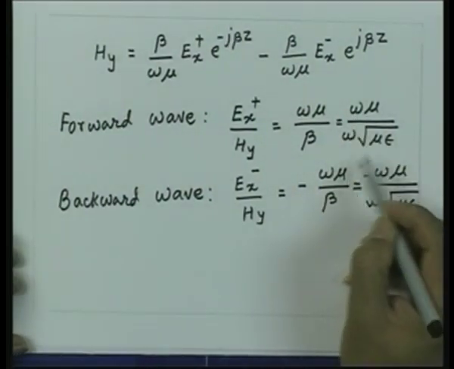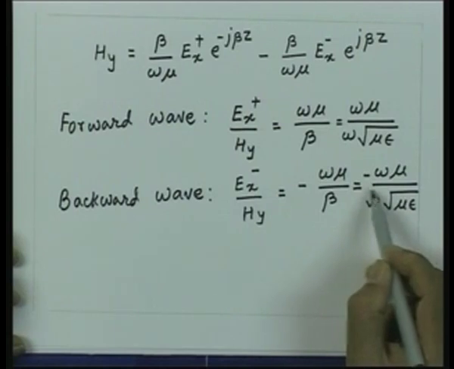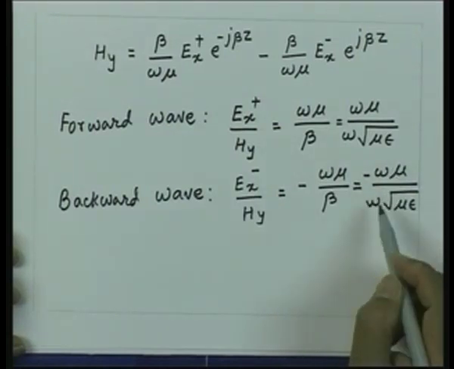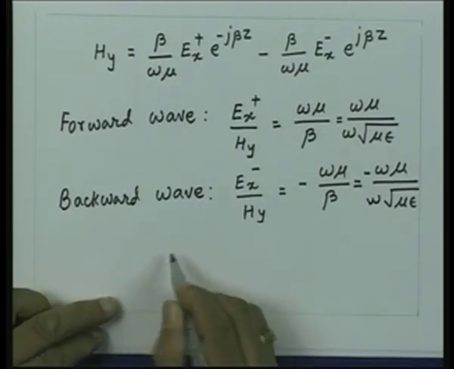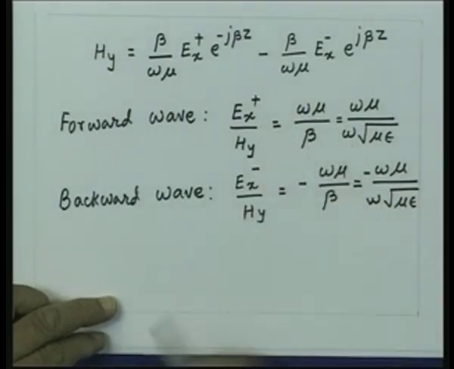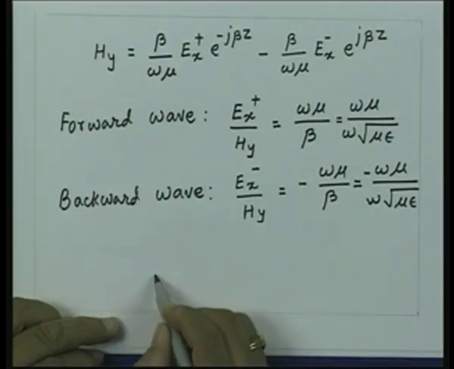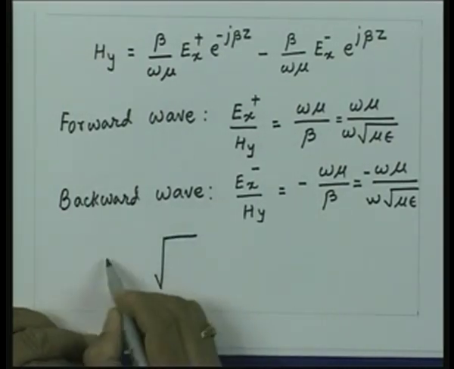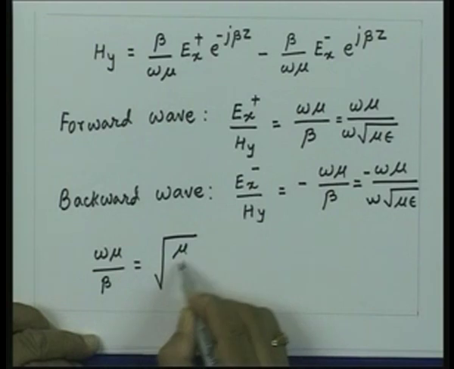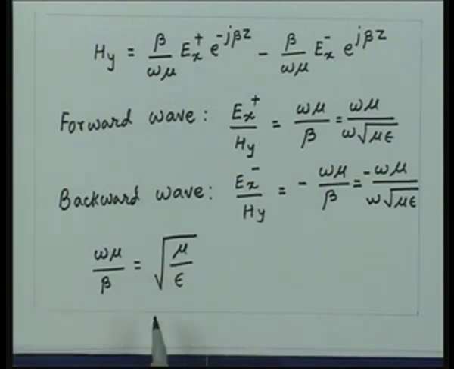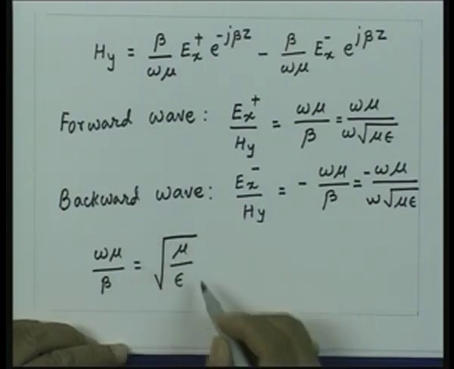Omega will cancel in this case. I will get a quantity square root of mu upon epsilon. Here I will get a quantity minus square root of mu upon epsilon. Now, if I look at this quantity omega mu upon beta, which is from here square root of mu upon epsilon. So, we have here omega mu upon beta, that is equal to square root mu upon epsilon, and we know the units of this mu, which is Henry per meter, this is Farad per meter.